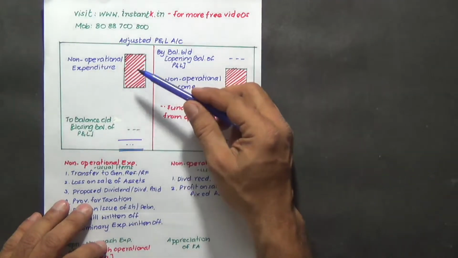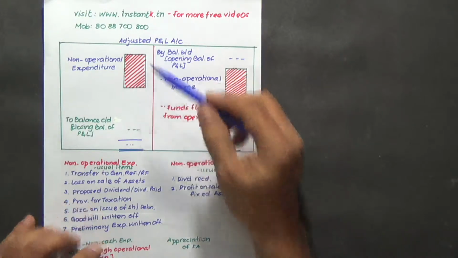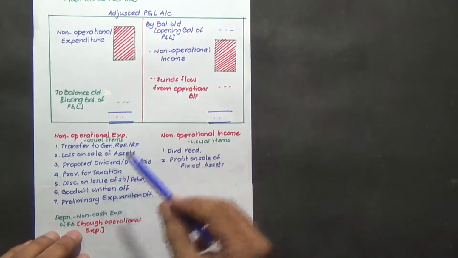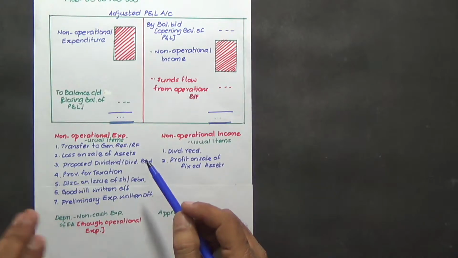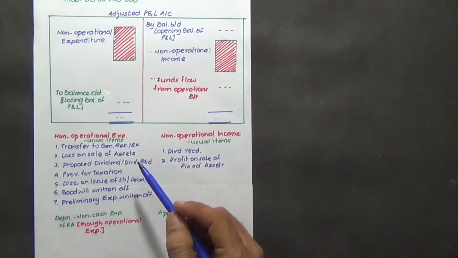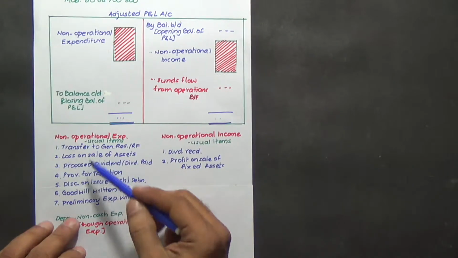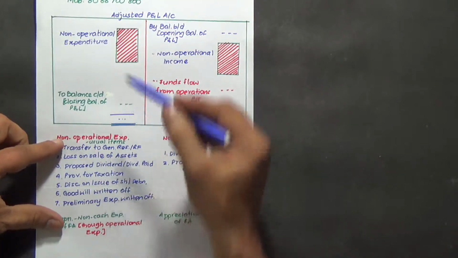Here the usual items of non-operational expenditure are listed down. These are the usual items. You could find one or two more in the examination, but all you'll have to do is ask yourself a question: is it an expenditure which is non-operational? If yes, you'll have to put it here, even though it's not listed here.